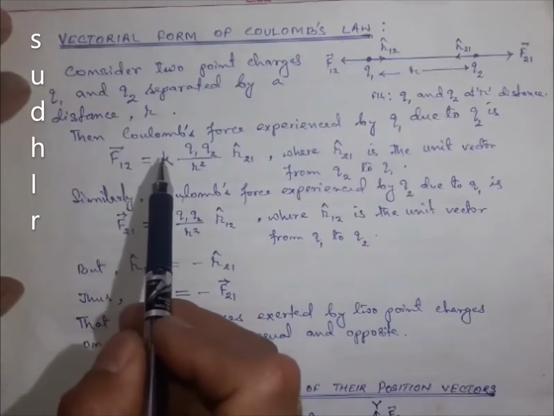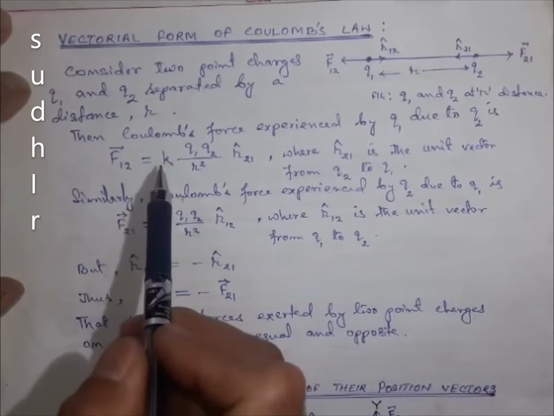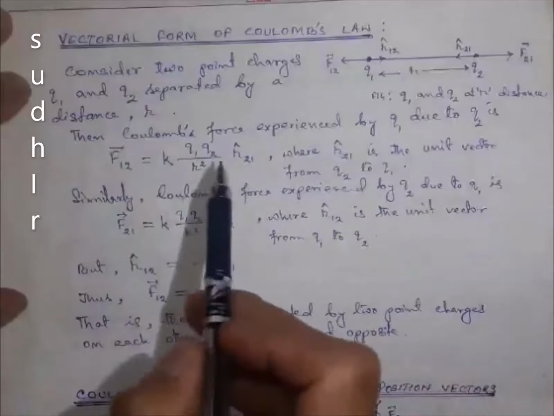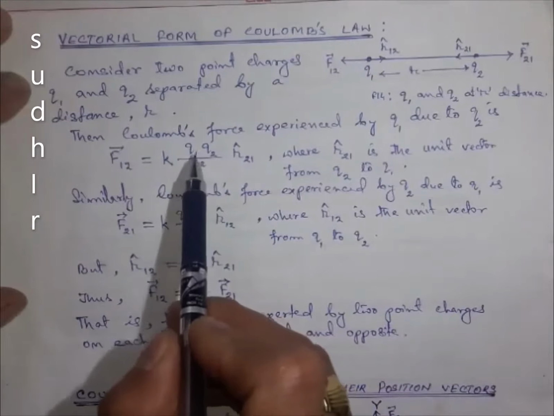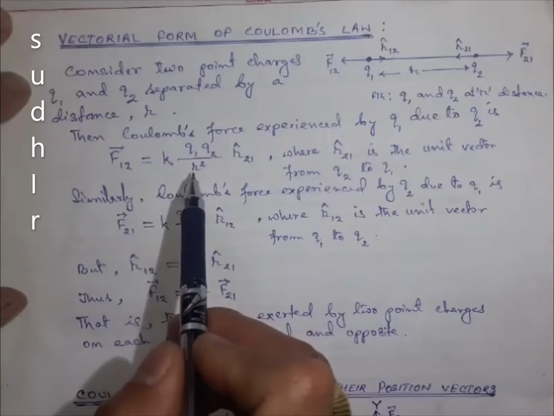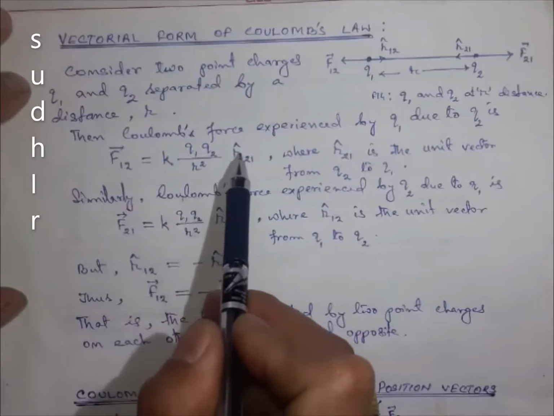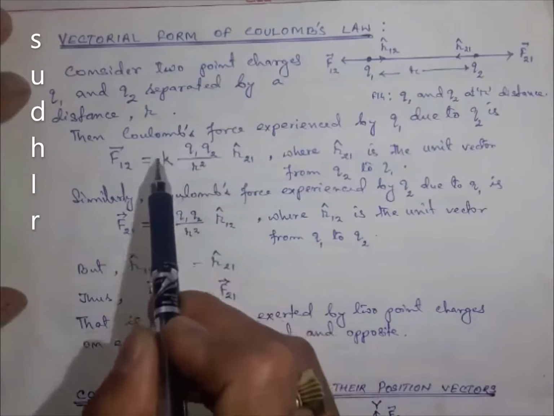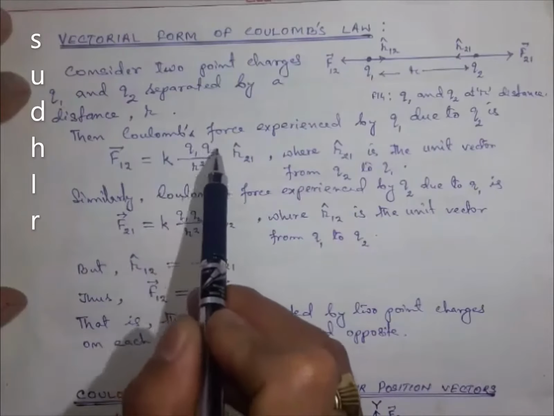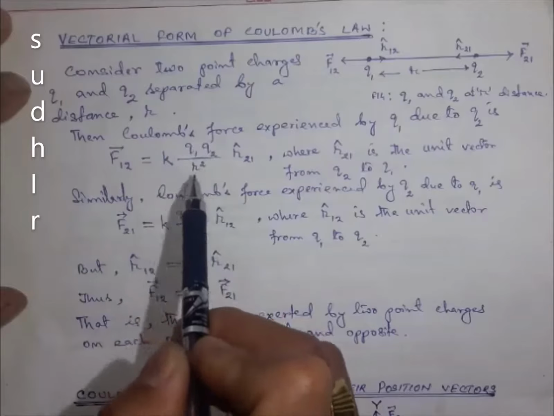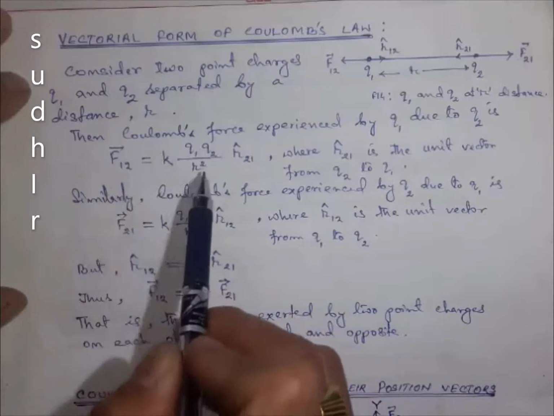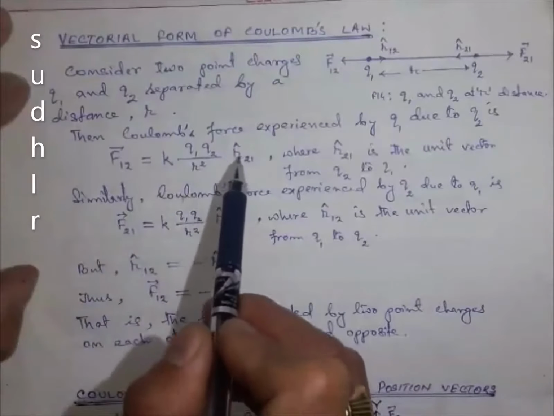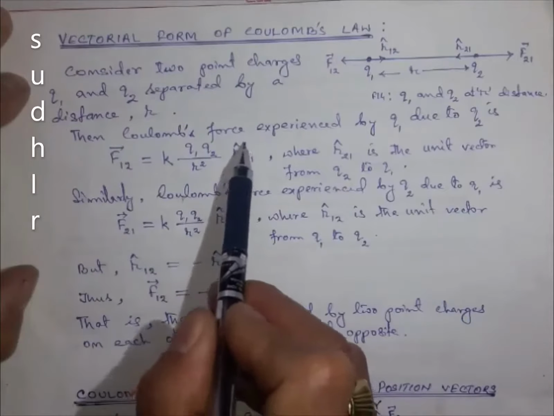So the Coulomb's force experienced by Q1 due to Q2 is F12 equal to K, the electrostatic force constant, which we did in the previous class, times the magnitudes of the two charges, Q1 Q2, divided by the distance squared. Up to here, K Q1 Q2 divided by r squared is the scalar form of Coulomb's law. That means this only gives the magnitude of the force, and this r21 cap will represent the direction.